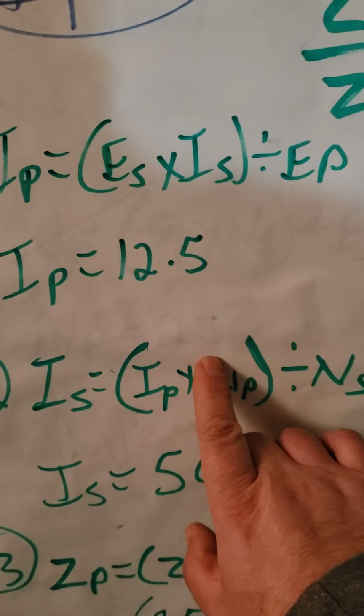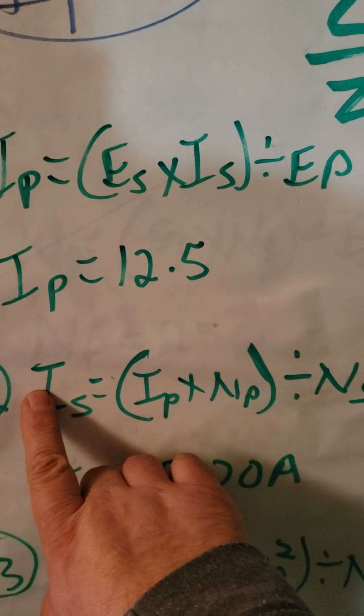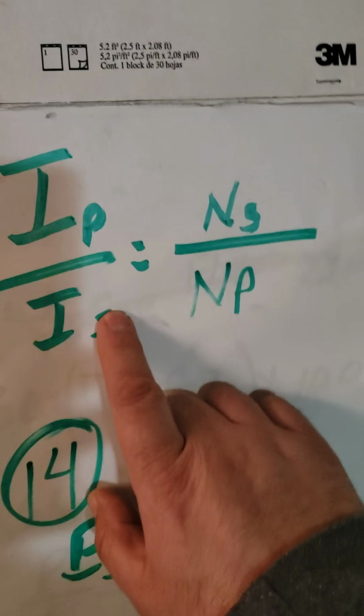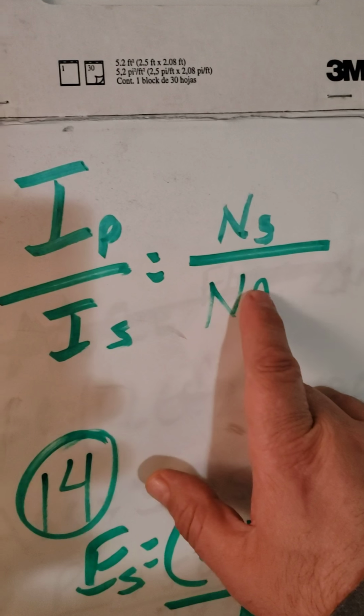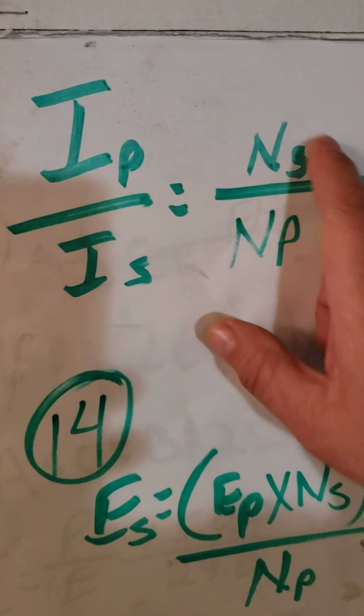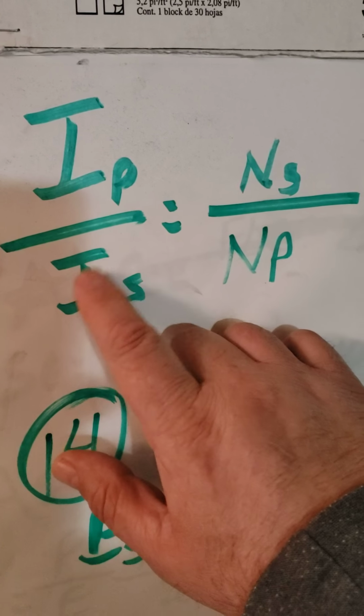How do I get this formula? Okay, I don't have IS, so I have IP and I have NP. Okay, coming back to this formula, IP times NP. Here's my IP, here's my NP. Okay, got it over here. I have to divide because what I'm trying to find is on the bottom.